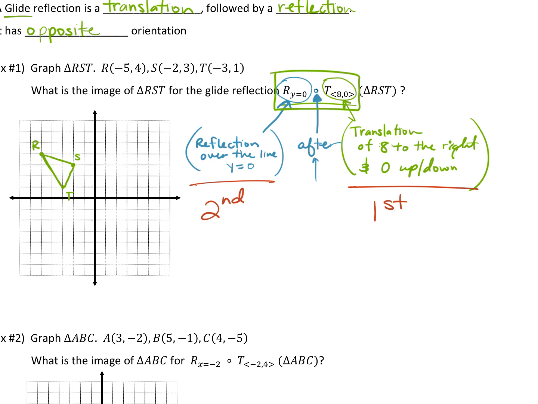Okay? So here's what we're gonna do. We're gonna do this translation first. So, translation of 8 to the right. If I start at S, you don't have to do the little bumps. I'm just doing it to show you where I'm at. 1, 2, 3, 4, 5, 6, 7, 8 to the right. Don't call that S prime. Just call it S because it's not our final answer.